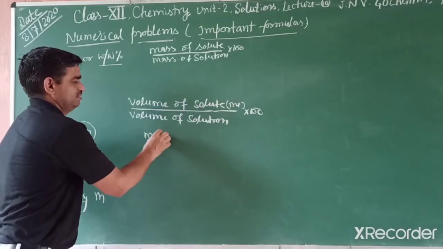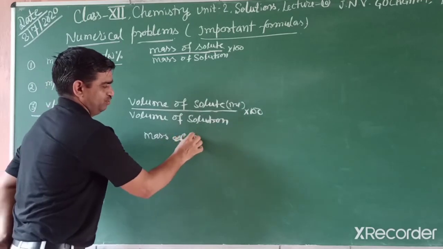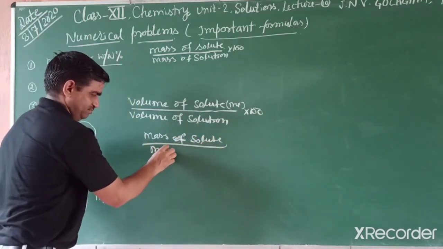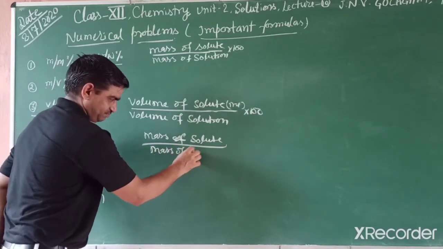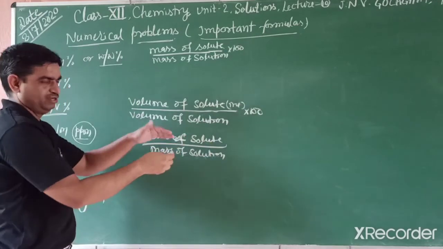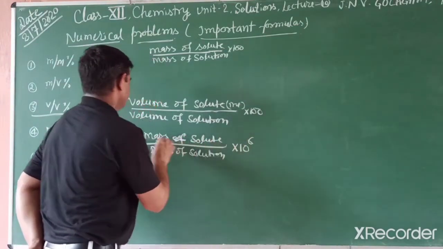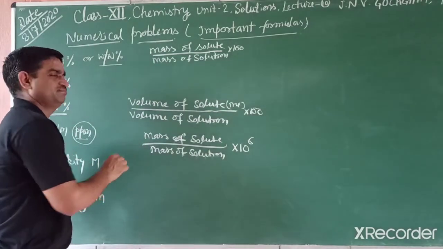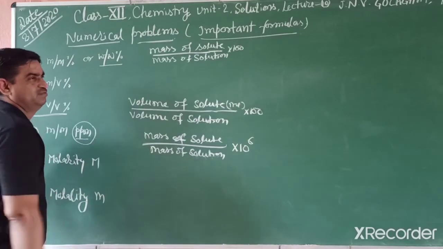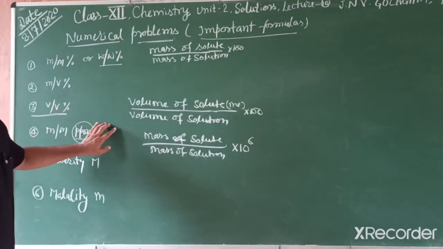You can say mass of solute divided by mass of solution, or number of solute by total number of solution, into 10 to the power 6. We write this in place of percent if the component is in lesser amount. That is W by W, mass by volume and volume by volume.